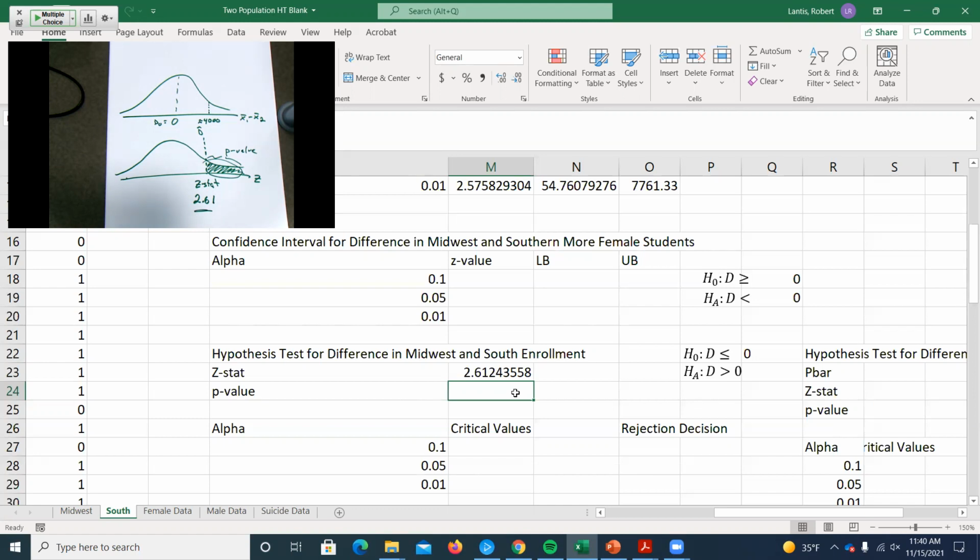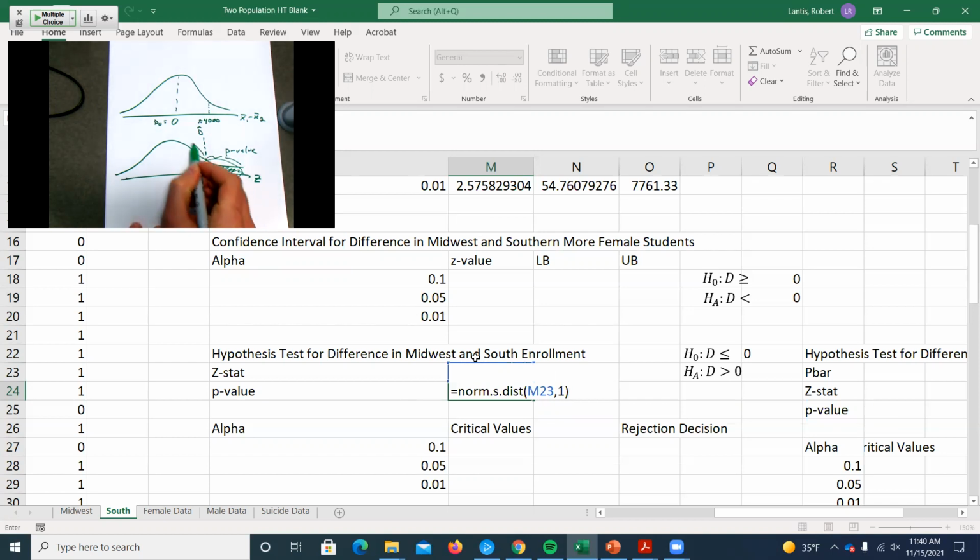No one remembers there. So we kind of had two, right? Norm.s.inv is when I know the area in the tail, I want to look up the z value. Norm.s.dist is when I know the z value and I want to find the area in the tail. So here we had to say comma one to make it cumulative. So just like the tables, in Excel norm.s.dist always tells us the area to the left.